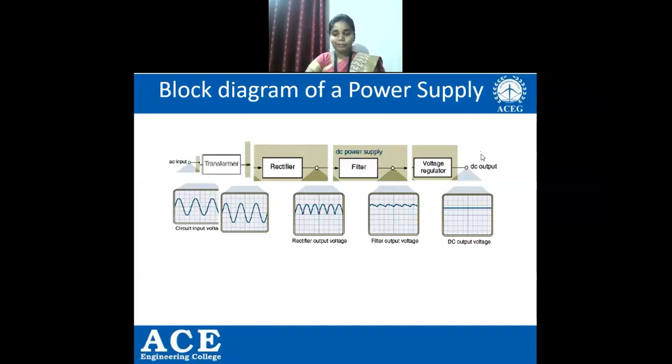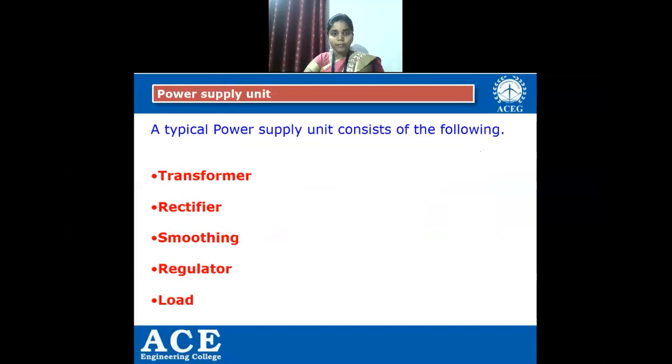Now let us move on to the power supply components. These are the blocks in the power supply. First is the transformer, next is the rectifier, next is smoothing, next is the regulator, and next is the load. Which type of transformer have we used? We used a step-down transformer. Its role is to convert 230 volts into a lesser voltage. From our electrical outlet we are getting 230 volts, which is very huge, so we are changing that to a low voltage.